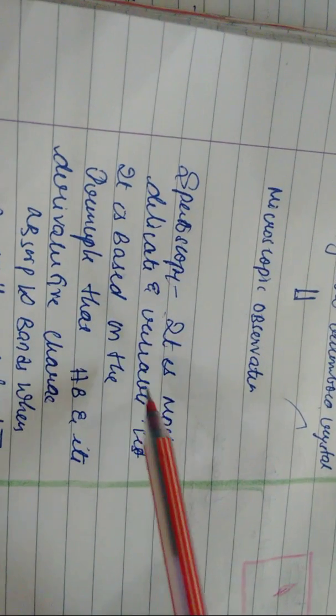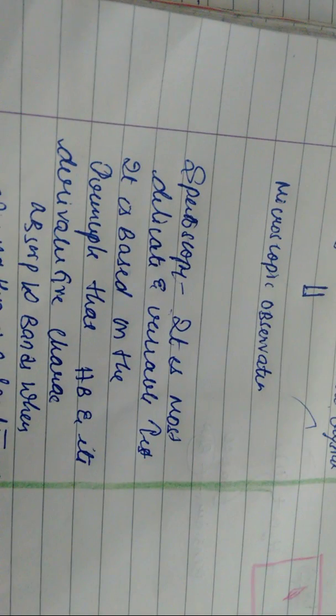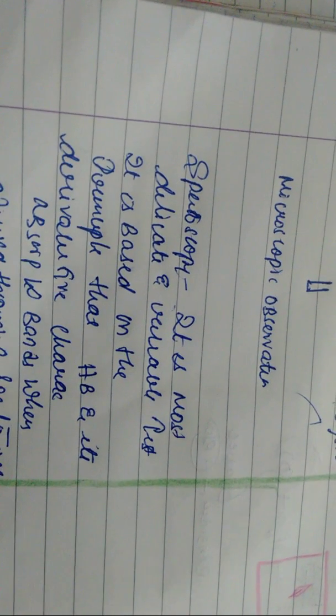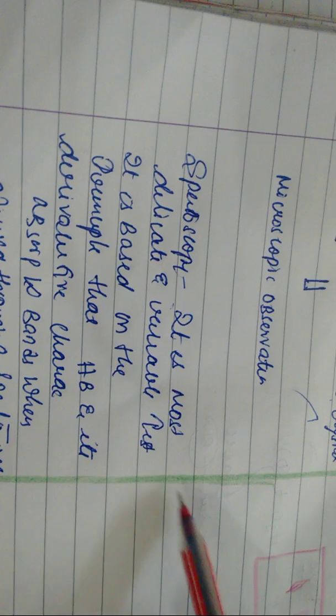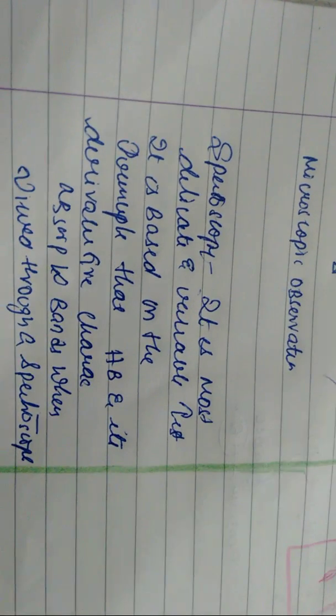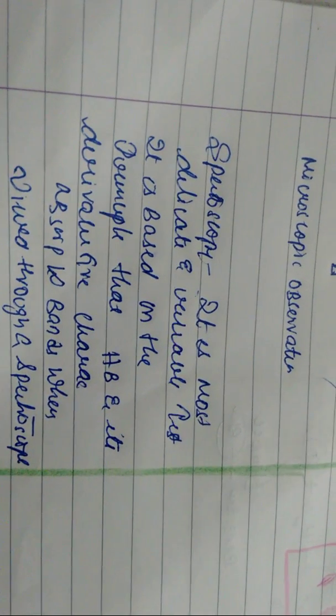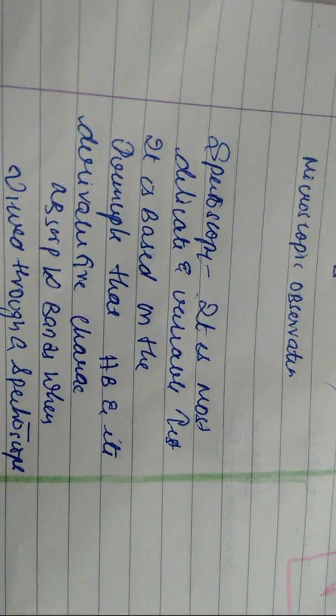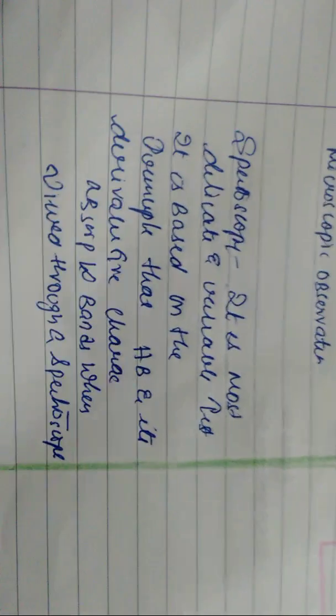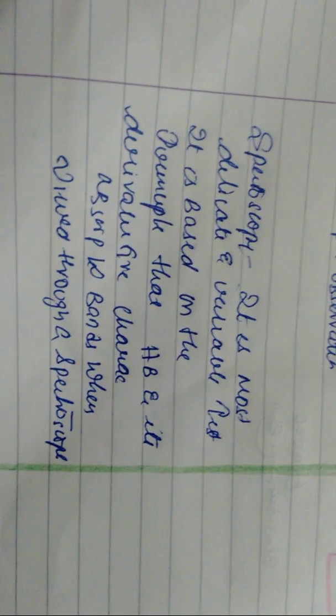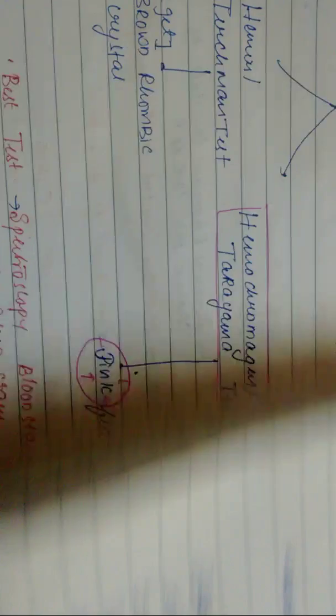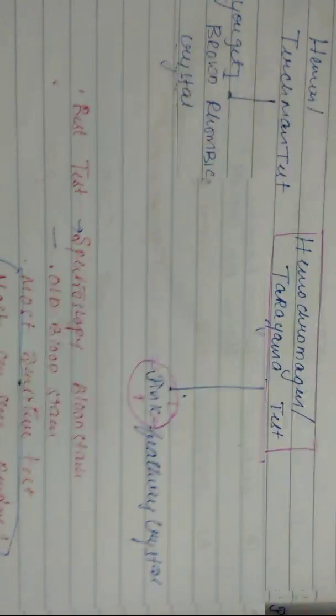What is the principle of this spectroscopy? The principle is that if there is blood present in the stain, the hemoglobin and its derivatives give a band when you view through the spectroscope. When you view through a spectroscope, that gives a perfect band. By that you can confirm, yes, the stain is a blood stain. So that's all you have to understand. Let's see what's written there.